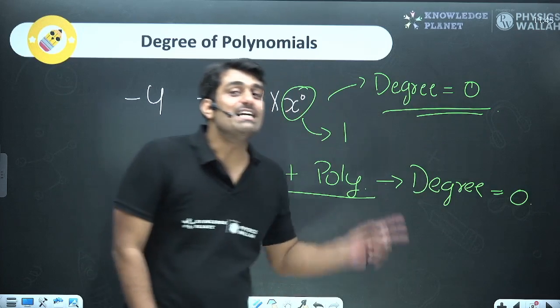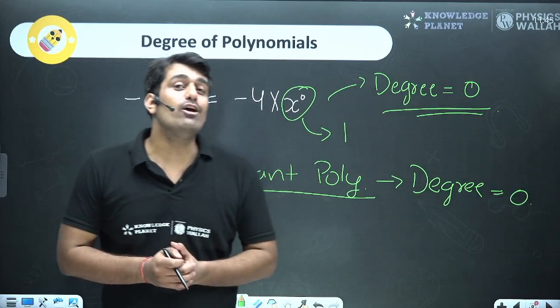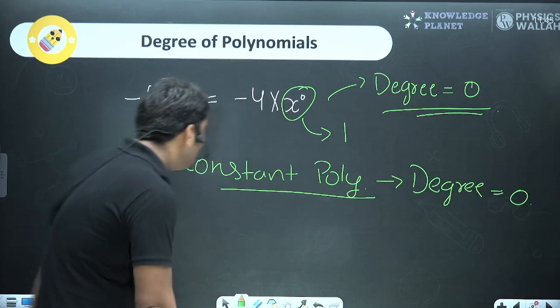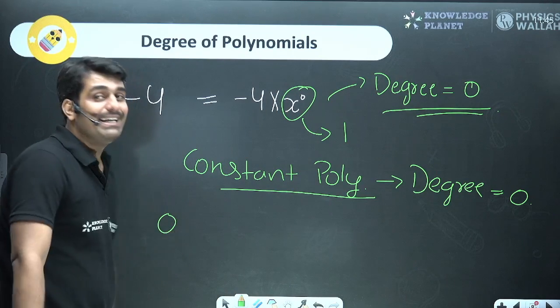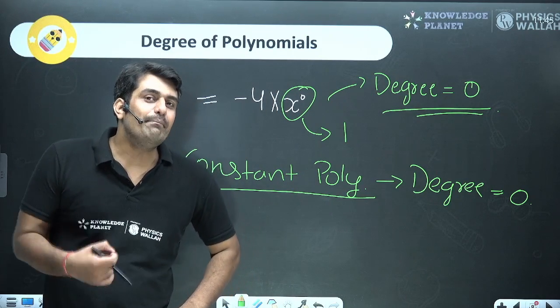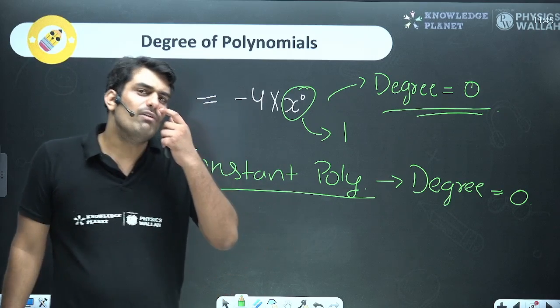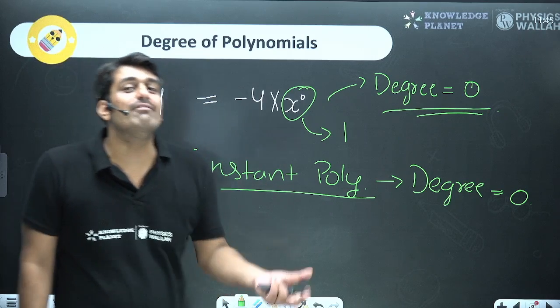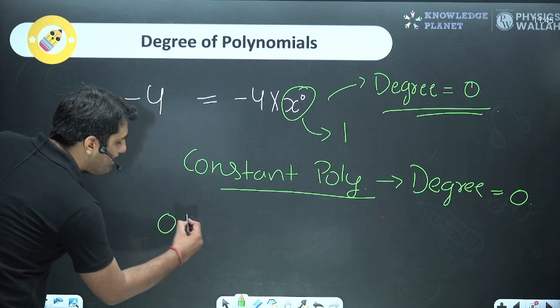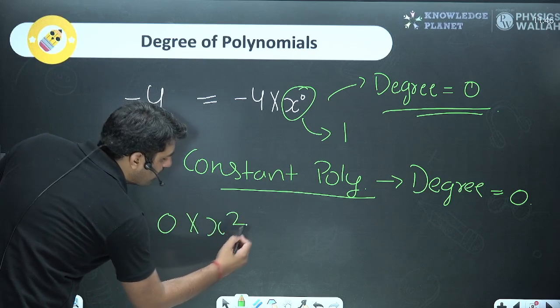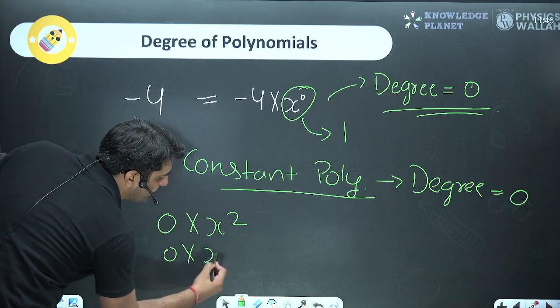But a trickier part comes when someone asks you about the degree of a zero polynomial. So basically 0 is written over here. So what is the degree of this number? Degree basically is the power of a variable. Now when we have the number 0 being multiplied with anything, it can be multiplied with x square. 0 can be multiplied with x raised to the power 3.